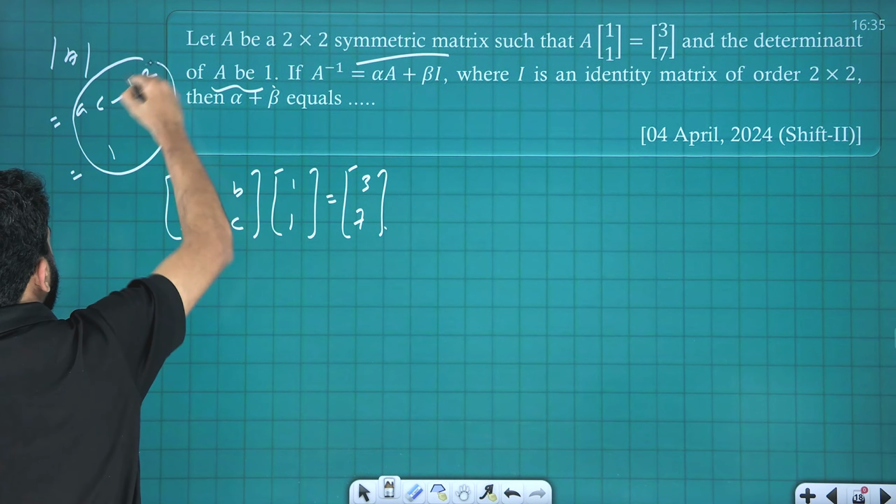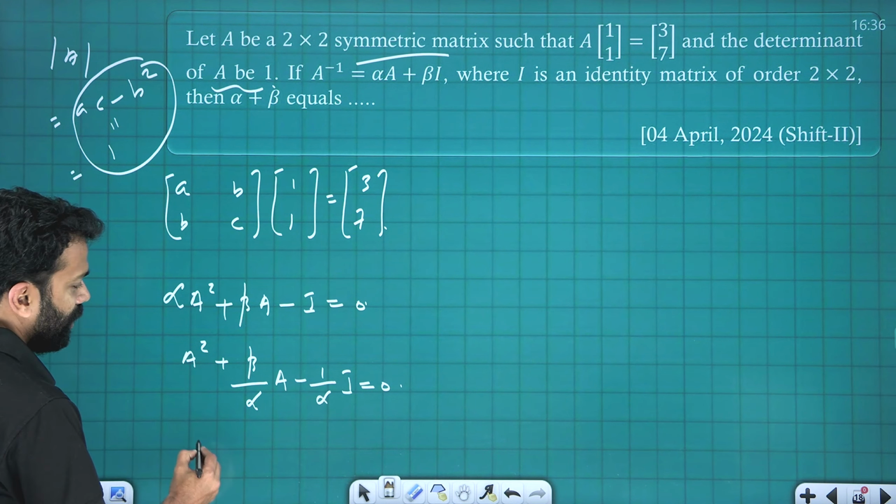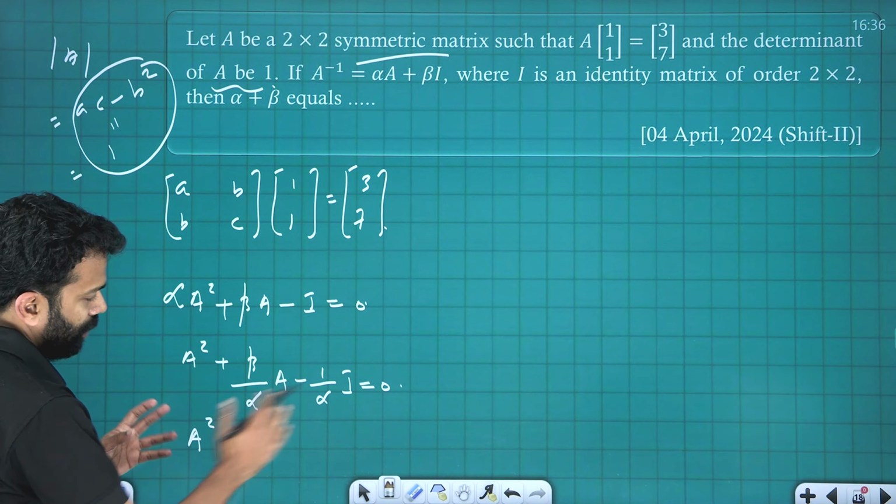How will you take this from here? Easy actually. What is the corresponding Cayley-Hamilton format of this one? A square minus the trace of this matrix, A plus C, right? A plus C into A plus the determinant of A. They haven't given you any information about the elements inside that matrix, but the determinant of that matrix is given, right? What is that? 1. Therefore, it will be plus I is equal to 0.